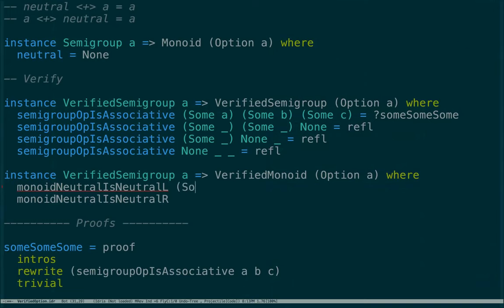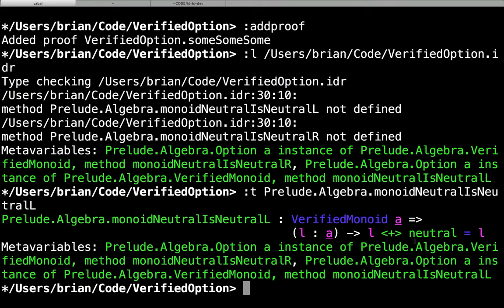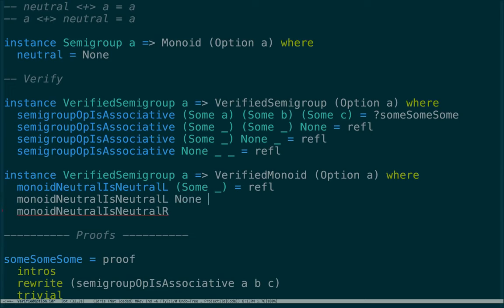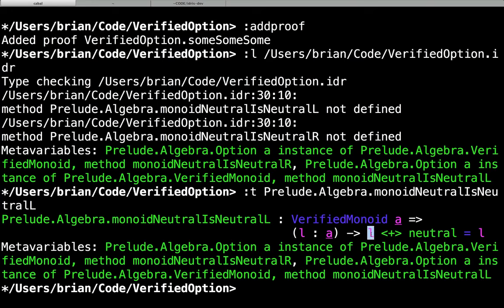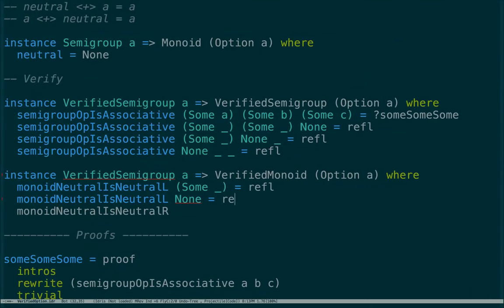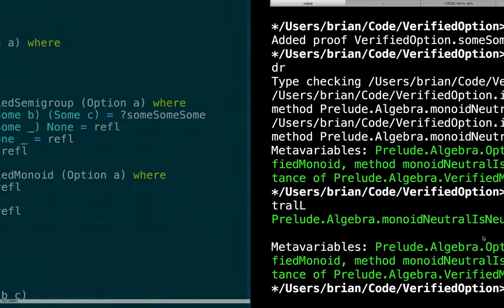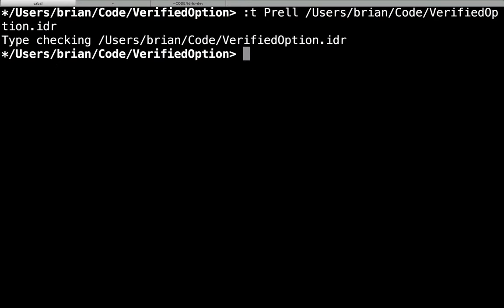So we'll just pattern match. If we give it sum, well, sum plus none equals sum. Idris knows that the neutral element is none, so doing the plus operation with none on the right hand side always equals the first thing, so that'll just reduce to L equals L, or sum equals sum. So we can say that's reflexively equal. If we have none, well, none plus none equals none. That's obvious as well. So we say REFL, and for the right hand side, I'm sure we can just do the same thing. And now if we were to clear this and load it back up, we can see that it's accepted.